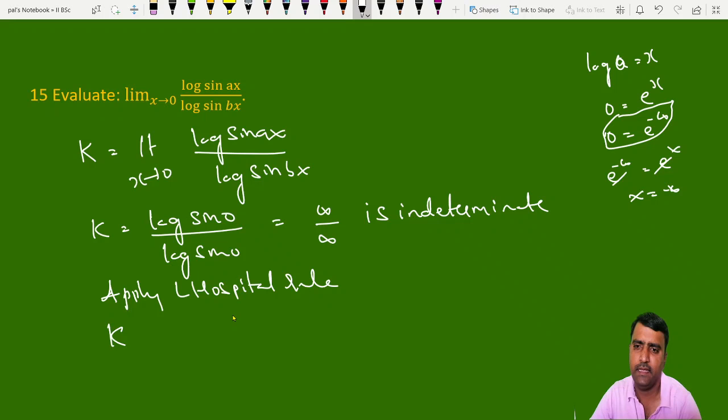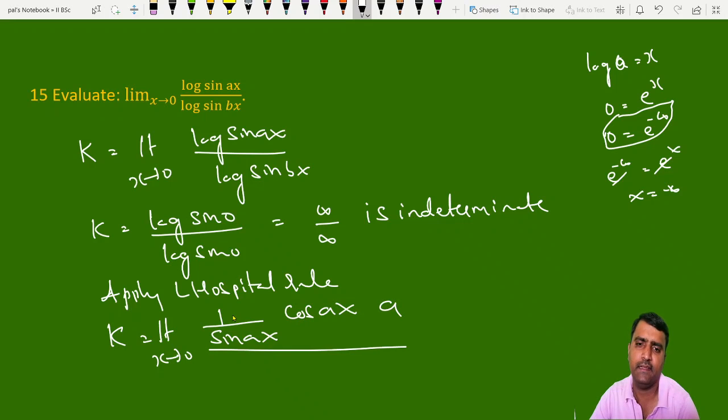So then k is equal to limit x tends to 0. Differentiation of log of sin ax is 1 by sin ax, differentiation of sin ax is cos ax, differentiation of ax is a. This is divided by 1 by sin bx, differentiation of sin bx is cos bx, differentiation of bx is b.